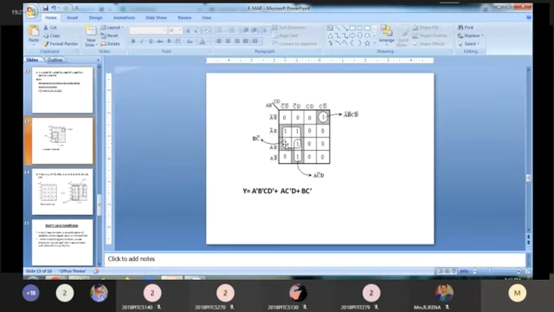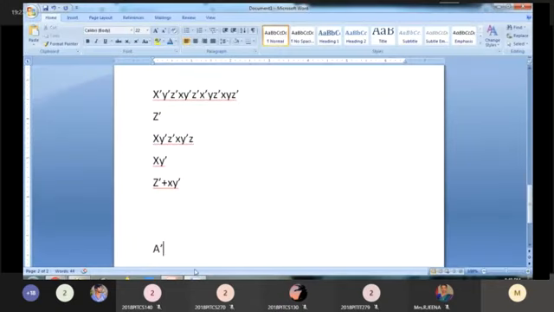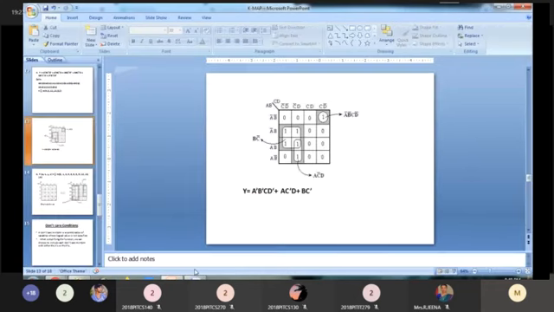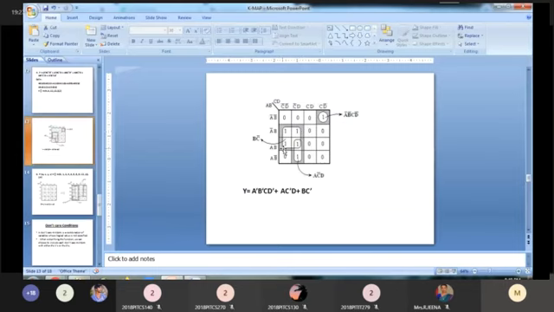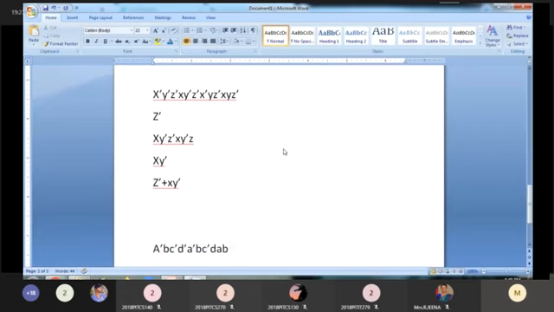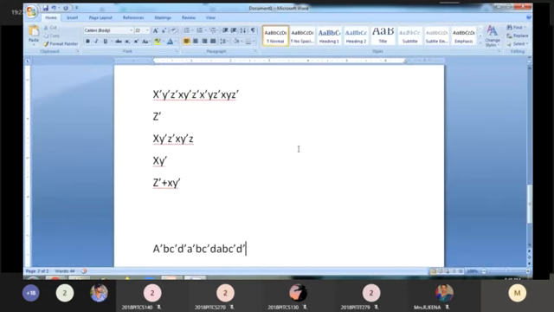Okay, so your grouping. First, this is a quad group, right? So, what are the values? A bar, B, C bar, D bar. What is the next value? Next variable, C bar, D bar. Okay, next, in this box, A bar, B, C bar, D. In this box, A, B, C bar, D bar. Okay. Next one. A, B, C bar, D.